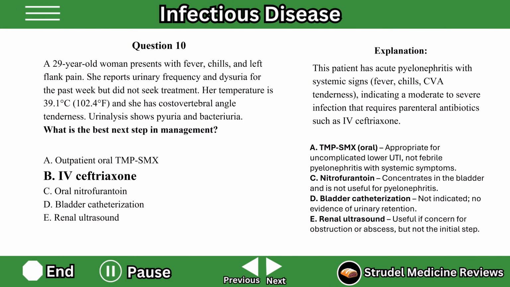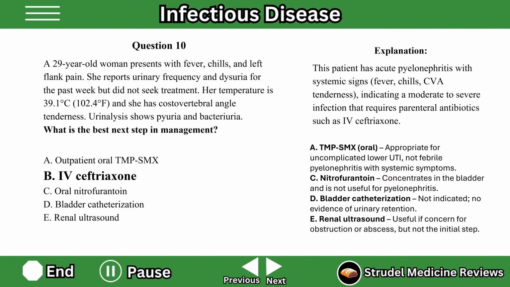Going over the incorrect answer choices, A, TMP sulfa is appropriate for uncomplicated UTIs but not pyelonephritis. C, nitrofurantoin, which is also called Macrobid. It concentrates in the bladder but is not useful in pyelo. D, bladder catheterization. There's no reason to do that at this point. There's no evidence of retention.